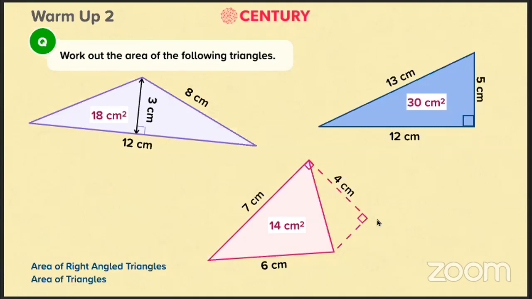Now, if you did struggle with any of these, you may want to go onto Century and try these lessons here. So area of right angle triangles and area of triangles. That will help you to prepare for finding the volume of the triangular prisms.